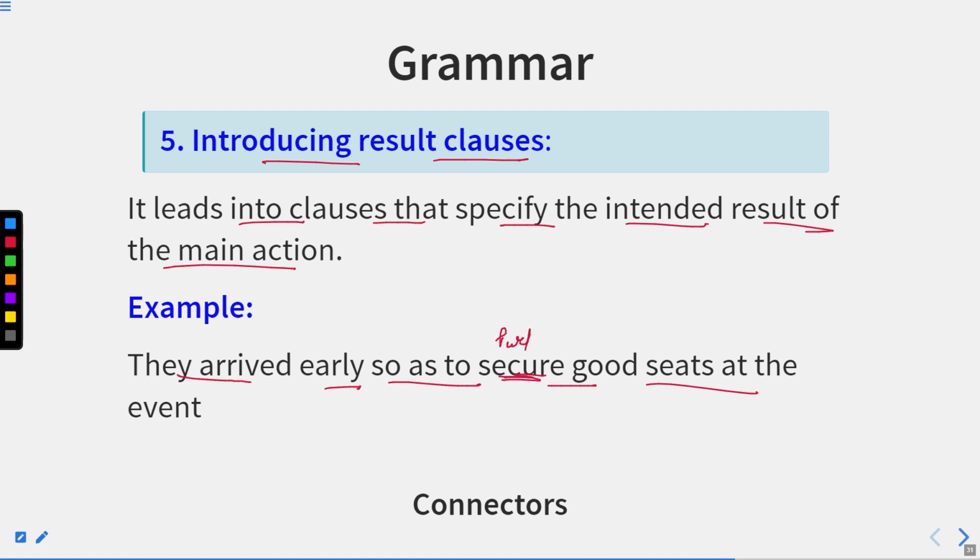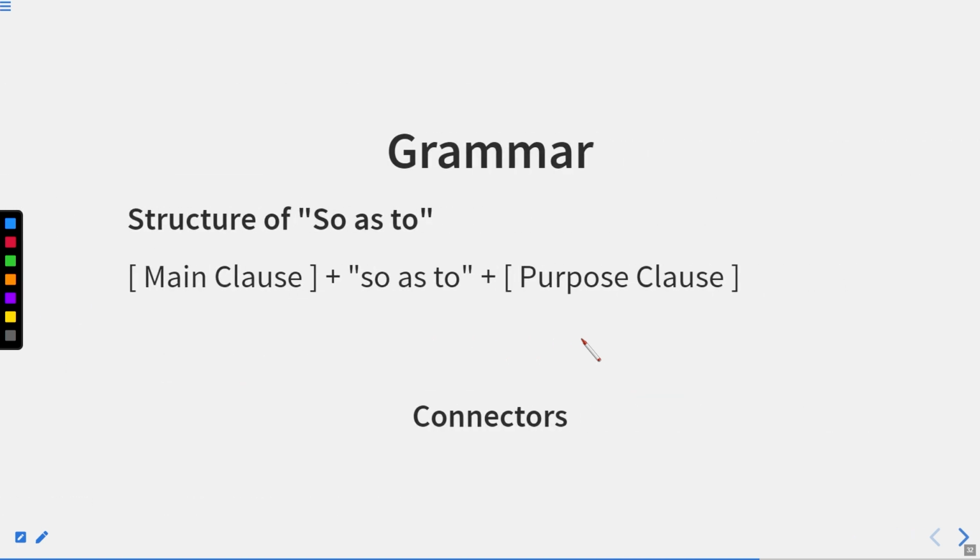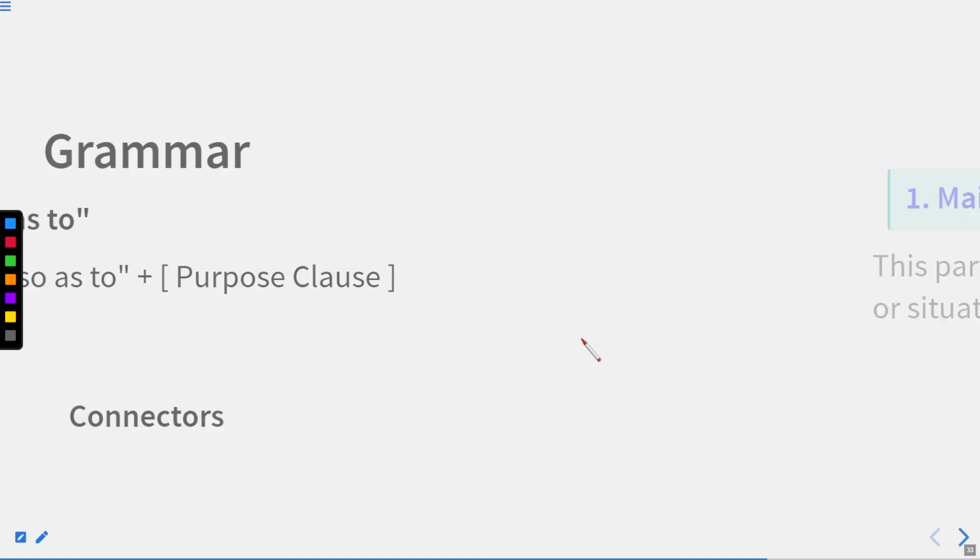So why did they come early? Just because they wanted good seats at the event. So they wanted to secure good seats. So this was their purpose. Therefore, they arrived early. Structure of so as to. First of all, we'll have the main clause. Then after that, we have the so as to structure. And after that, we'll have the purpose clause.